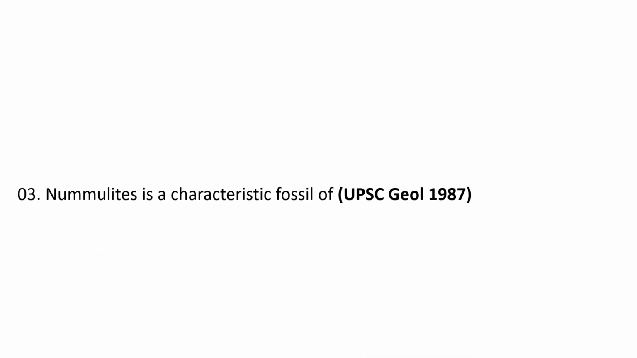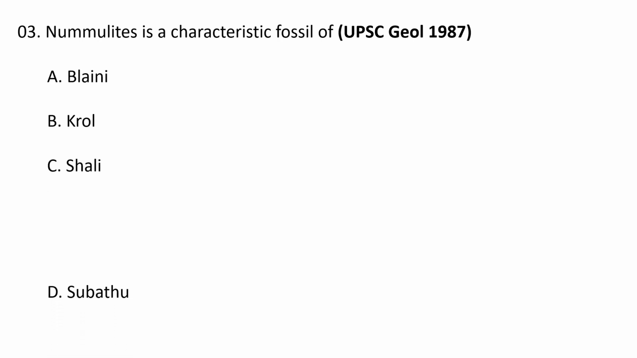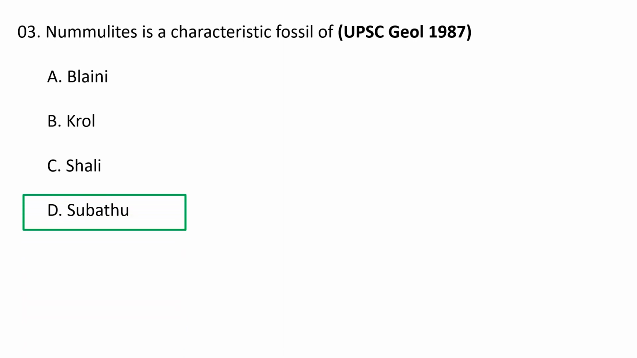Next question. Nummulites is a characteristic fossil of A. Blaini, B. Krol, C. Shali, D. Subathu. The correct answer is D. Subathu. They occur most commonly in shallow tropical carbonate environments, with many species hosting symbiotic algae within their tests or shells. So D. Subathu is the correct answer.